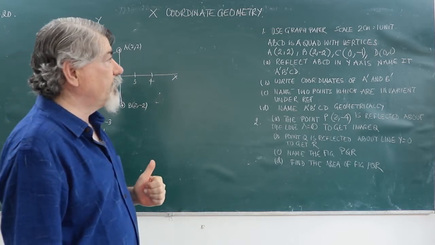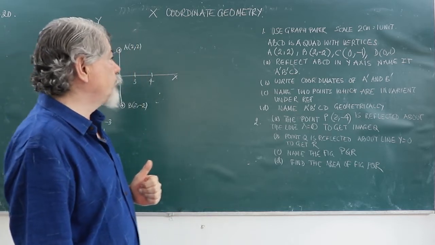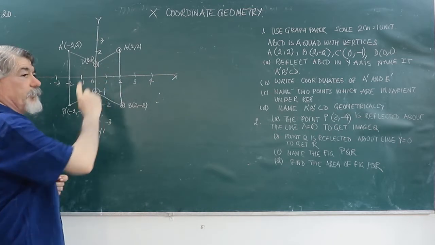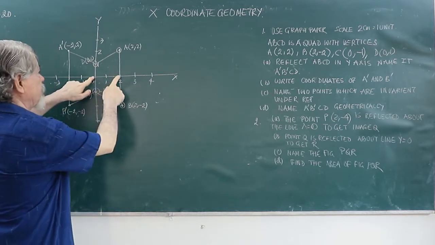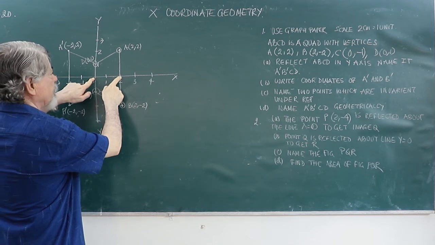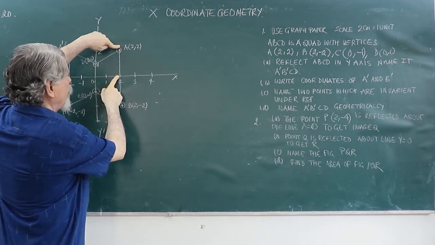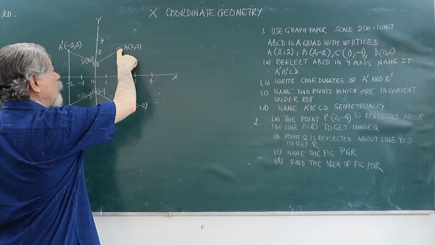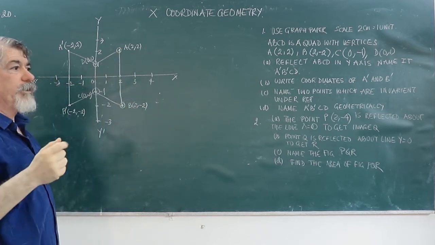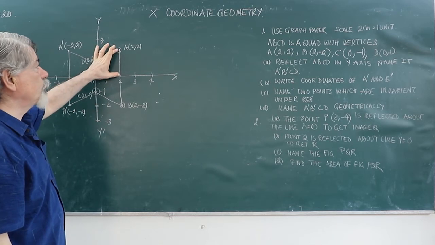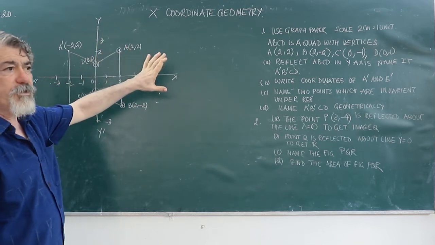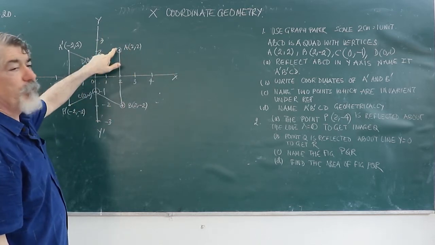ABCD is a quadrilateral with vertices 2, 2. That means it will be in the first quadrant. X is 2, y is 2. So here is 2, that means it is 4 centimeters, and it is also 4 centimeters because we are using 1 unit as 2 centimeters. This is 2, 2. Don't worry about 4 centimeters, just talk of plotting the point.